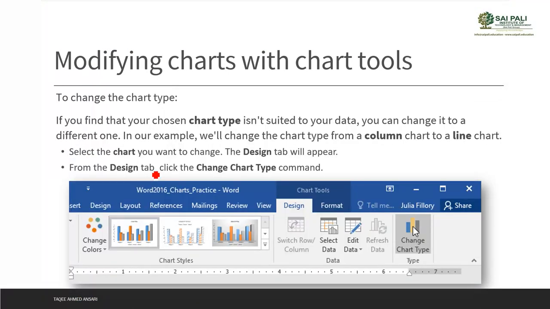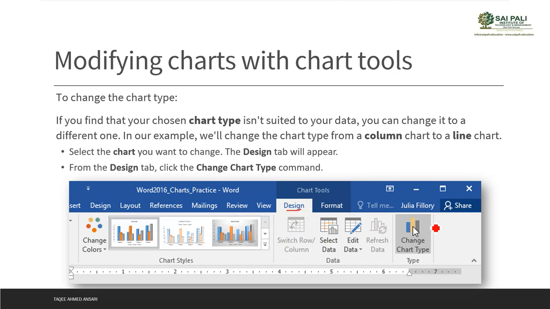One more thing you can do to modify your chart is change the type of the chart. Suppose you created some chart, you chose one type of chart, like the column chart. Now you feel like your data is not properly represented by this chart. So after creating, after inserting also, we can change the type of the chart. If you want to change the type of the chart, you can select the chart and go to the design tab.